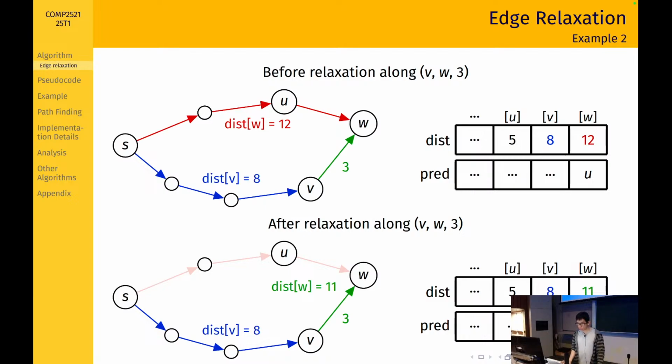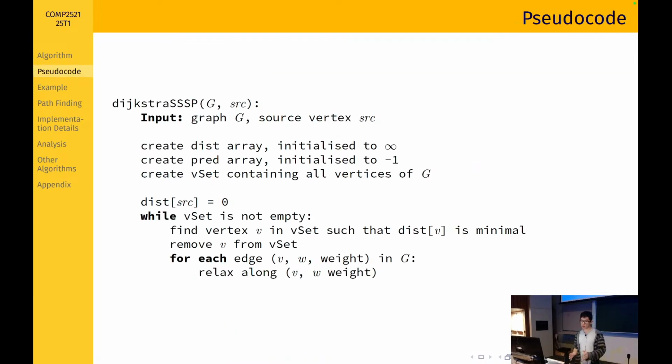Okay, so if not, here is the pseudocode for Dijkstra's algorithm. This isn't the whole pseudocode. There is pseudocode for edge relaxation on the next slide, but what this part contains is the initialization. So we're creating all of our data structures, setting the distance of the starting vertex to 0, and then we have our main while loop.